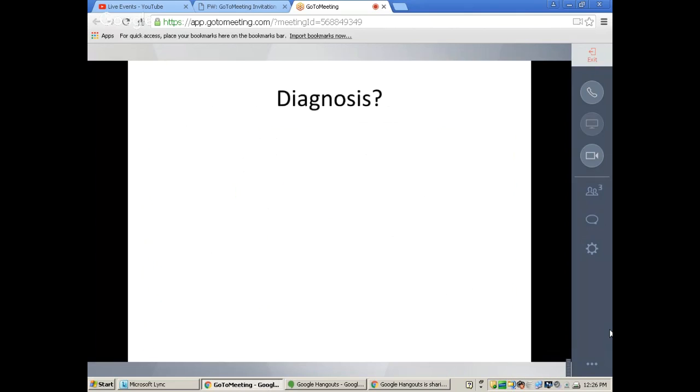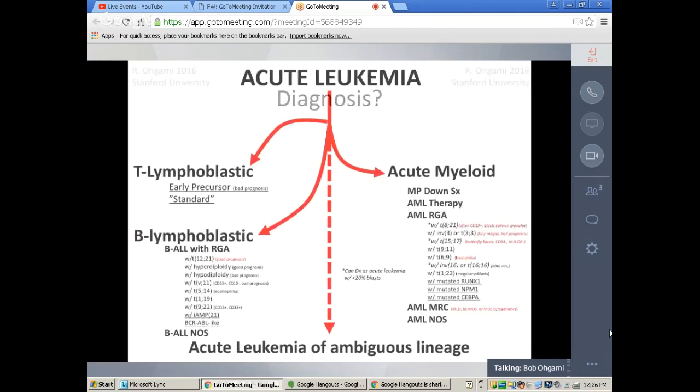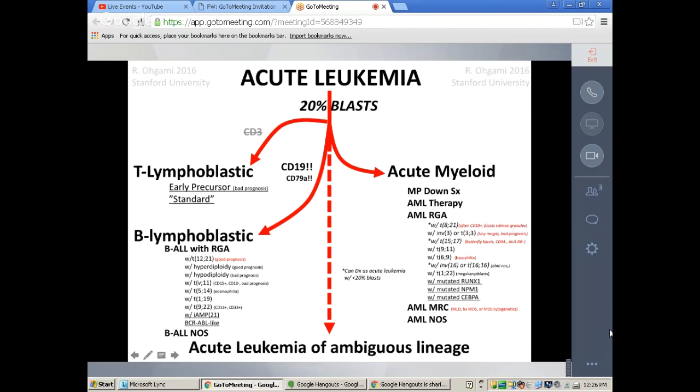And so what's your diagnosis here? Well, again, I return to the roadmap to understand where to go with this. The first question is, do we have 20% blasts? Yes, we do. So we're in acute leukemia land. Do we have CD3 expression on these blasts? No. Do we have CD19 and CD79A, B cell marker antigens? Yes, we do. And so you head down the roadmap towards lymphoblastic leukemia.